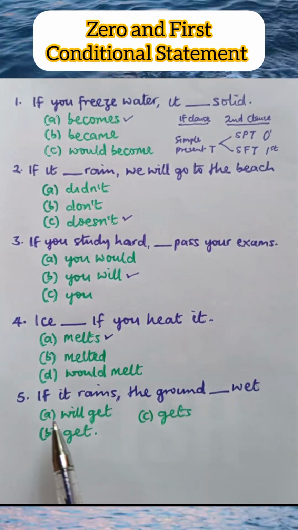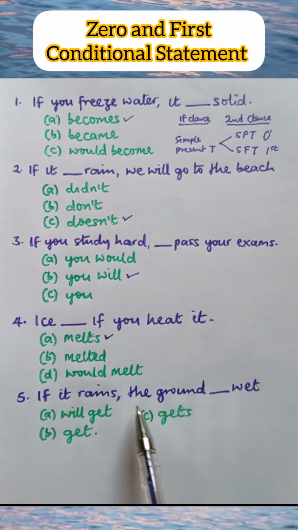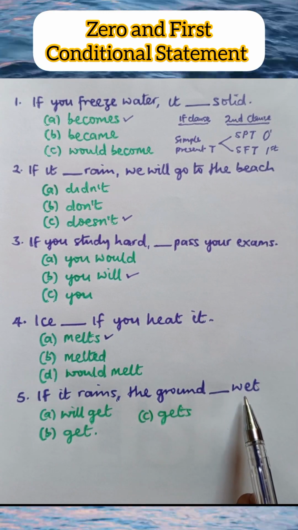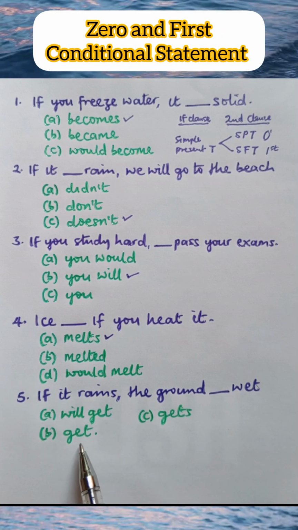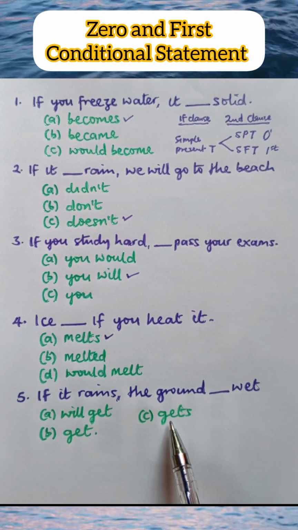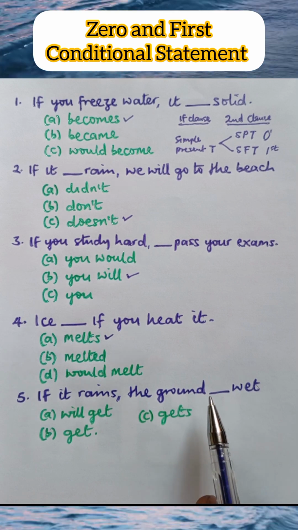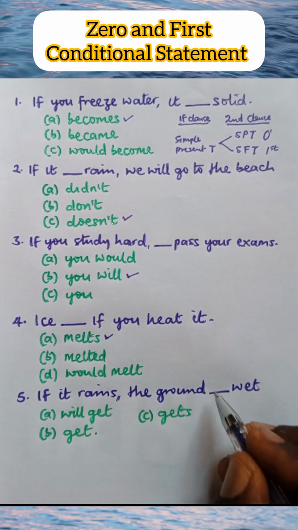Question 5. If it rains, the ground blank wet? A. The ground will get wet. B. The ground gets wet. C. The ground gets wet. What is the correct answer to question number 5?